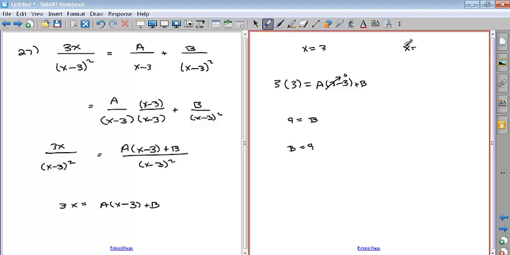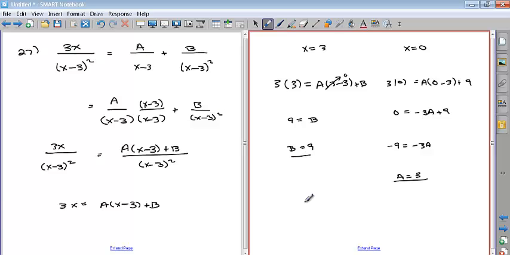And the second case, x equals 0. It's always a good choice, because that makes this go to 0. So you get 3 times 0 is equal to a times 0 minus 3 plus b, but we know b from the previous step. So you get 0 is equal to negative 3a plus 9. Get negative 9 is equal to negative 3a. A is equal to positive 3. So those are the two values.